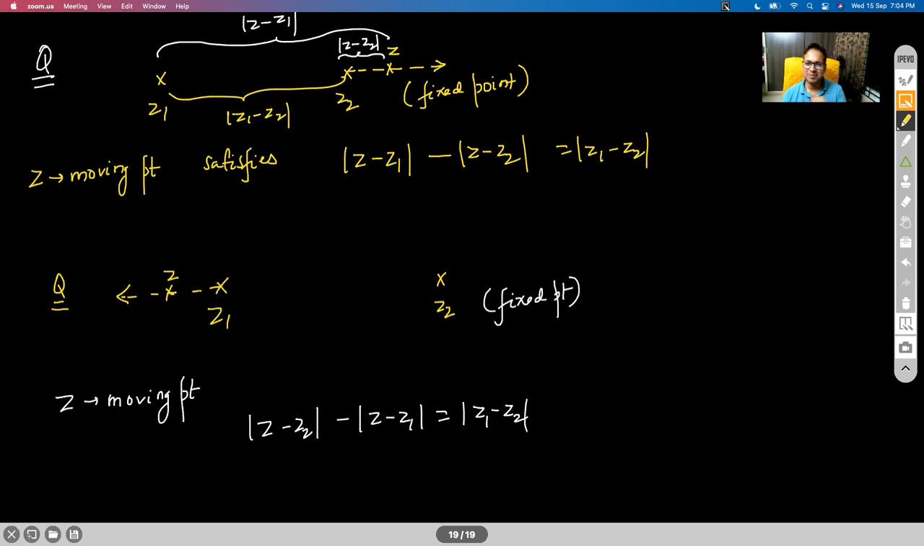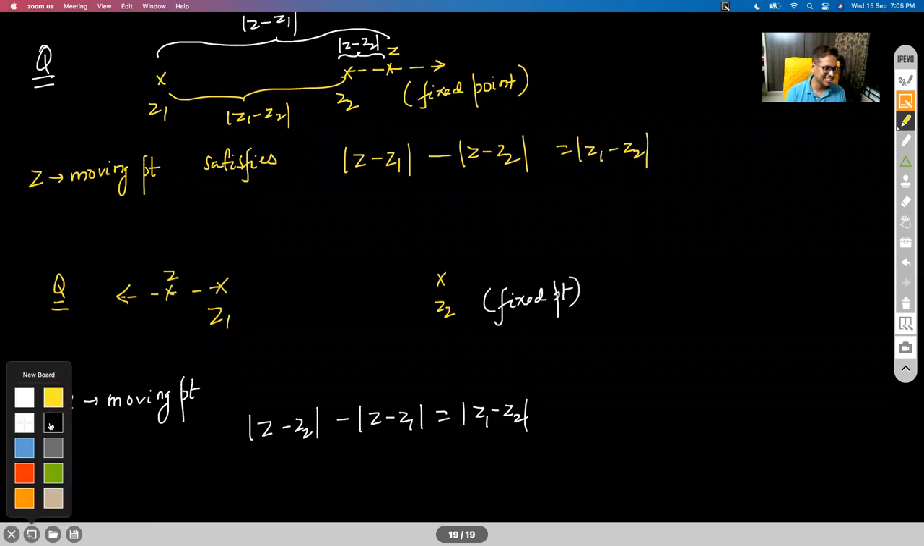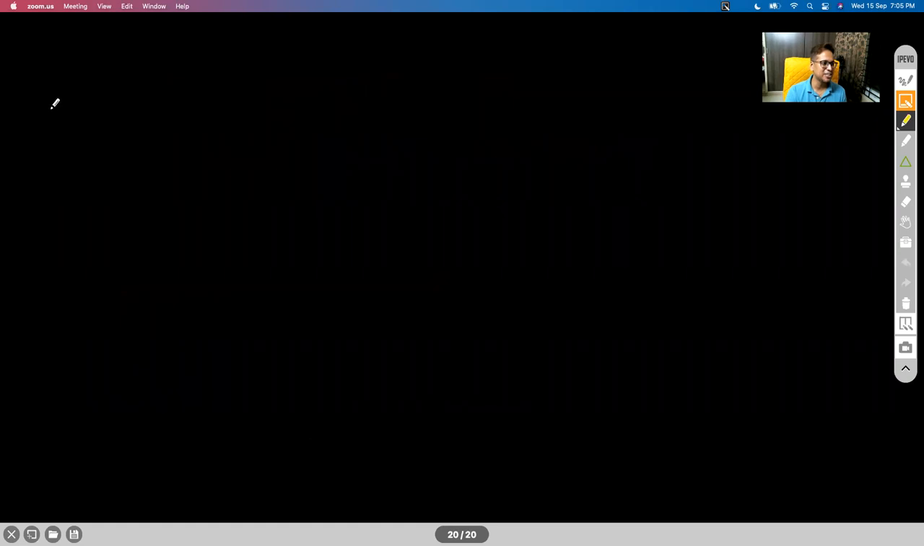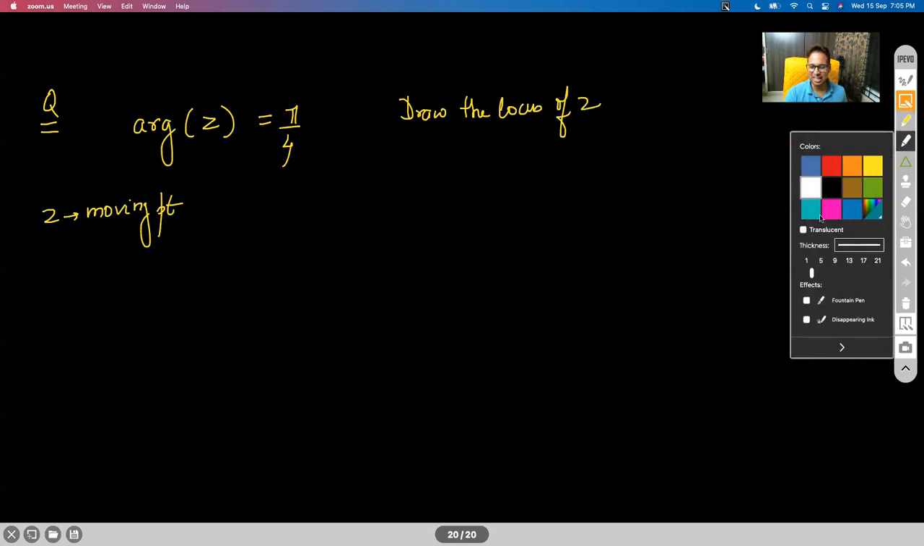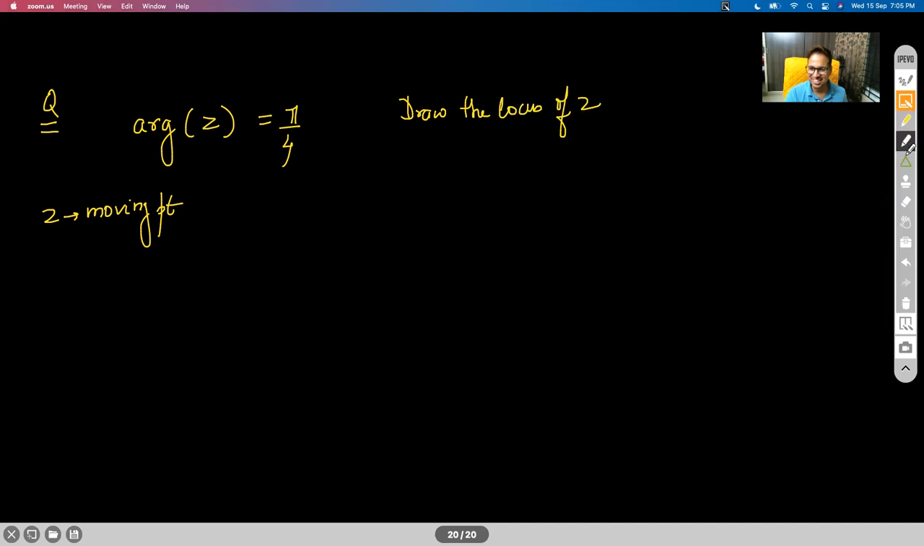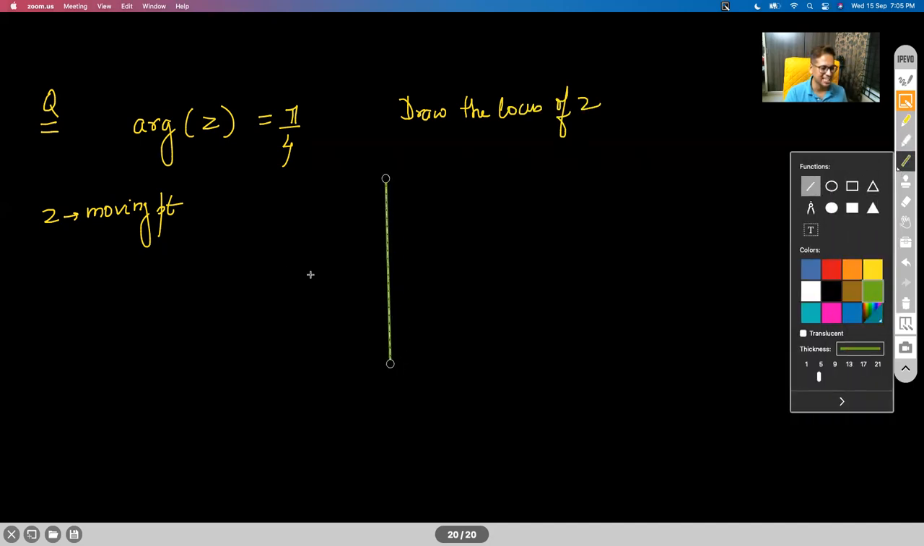Now many people ask me, sir, this locus based question is only having modulus or what? Argument is not there. Argument is also there. Let me give you a question with argument. This time I will give you a question and you have to draw the diagram. In fact, last time also we did the same thing. Let's say there's a complex number Z whose argument is always pi by 4. Always. So Z is a moving point whose argument is always pi by 4. Can you draw the locus of Z? When you draw it, just convert it to English language and tell me what you have drawn. In short, just tell me what you did to get the diagram.